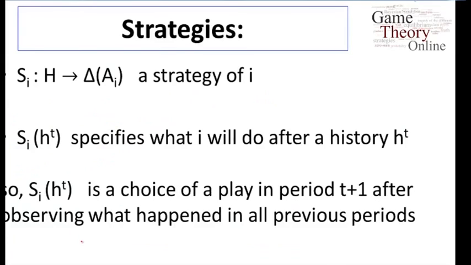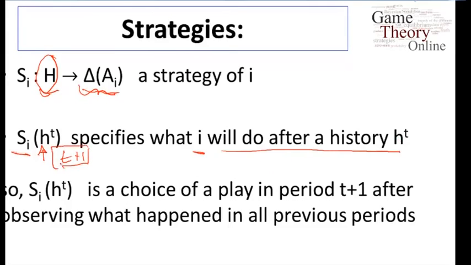Okay, so what's a strategy in this setting? A strategy now is a mapping from these histories, the set of all finite histories, into possibly mixed strategies. So we'll allow people to randomize if they want. So a strategy now takes histories into mixed strategies in a given period. So for instance, s_i of some history h^t specifies what player i will do after a history h^t. So this is specifying what they're going to do in the t+1 period of the game.